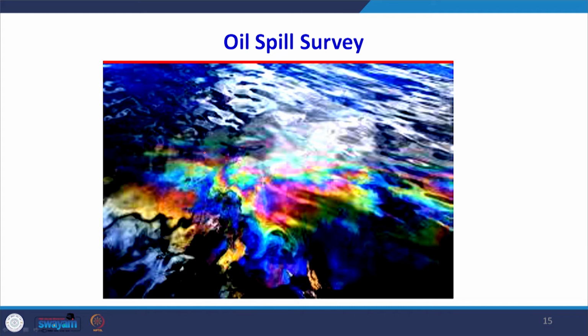Now, oil spill is a very common problem when the ships and the vessels are moving in the sea. So, the location and spread of the oil can also be located with the help of those images, because this becomes a hazard to the ocean population.